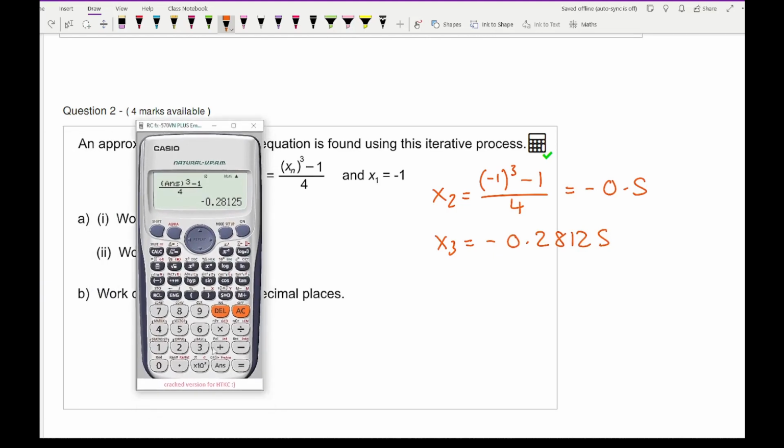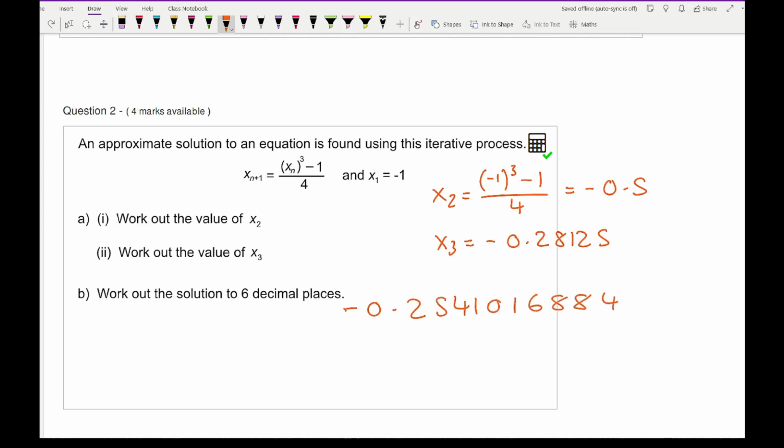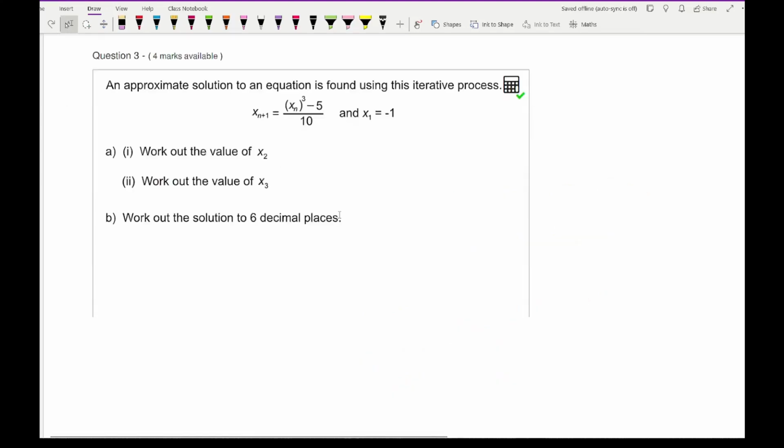So if I've kept it on my calculator, all I've got to do is keep pressing equals until it stops. And so the value that it stops at is minus 0.25410168884. Now the question wants me to round to 6 decimal places. So rounding this number to 6 decimal places gives me minus 0.254102. And there we go. Moving on to question 3, it's very, very similar.